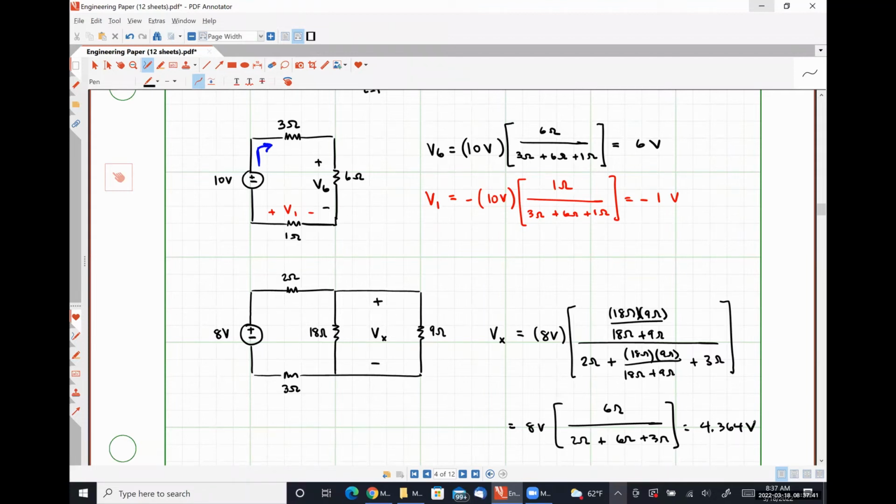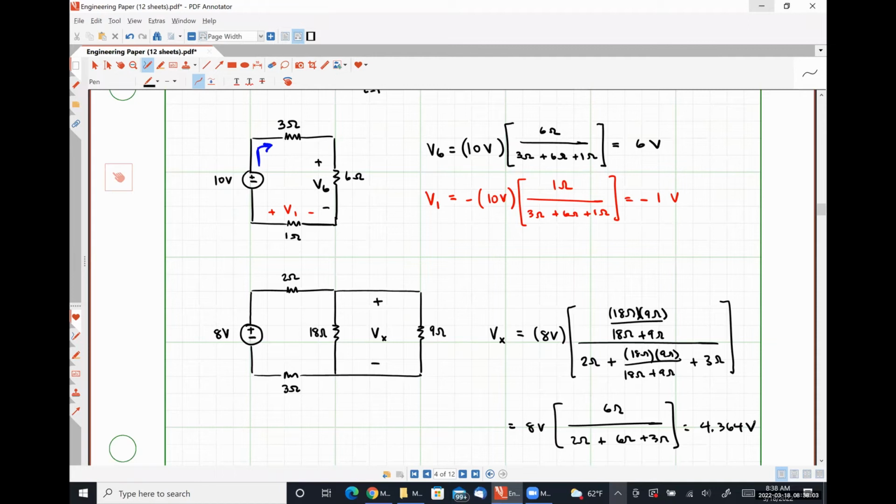How do you guys feel about voltage division? Fairly straightforward. Connor? I understand how you found the equivalent resistance, but why did you put 8 volts?